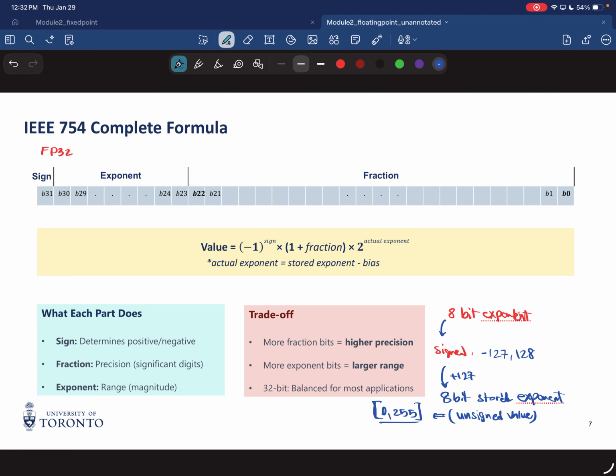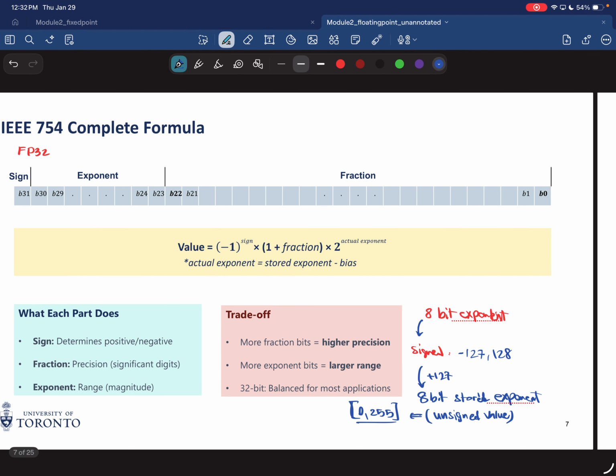Again, sign determines positive and negative. Fraction shows precision. And exponent really gives us the range. We always have this trade-off: if you spend more bits on the fraction or the exponent, you lose something in range and gain in precision, or vice versa. But for 32-bit, you'll see the FP32 standard is balanced for most applications.